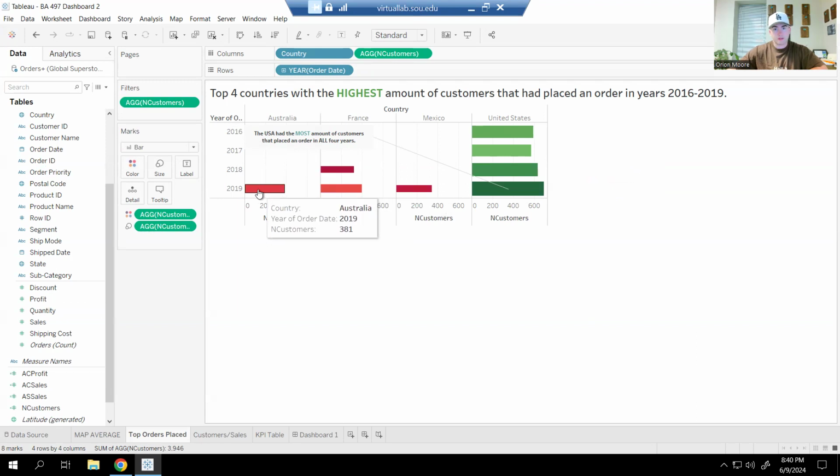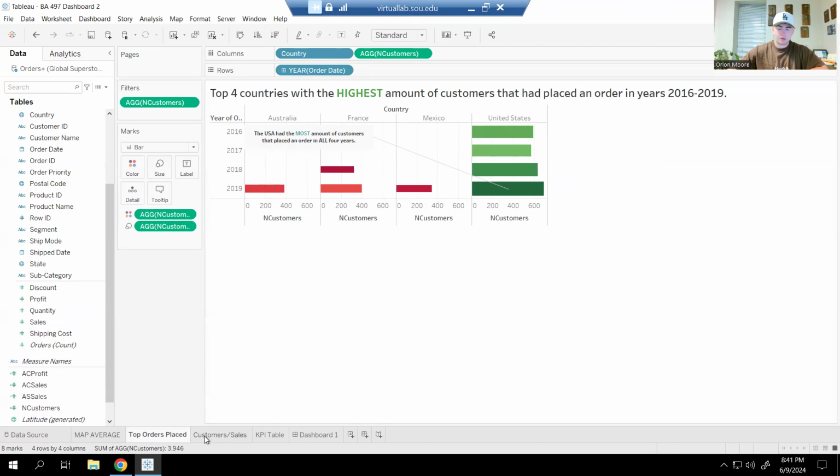Right here, this is where all the top 4 countries actually count on the board. 2019, Australia 381, France 398, Mexico 343, and last of all, United States with 693. Again, I really like being able to hover over each one and being able to see the country and the year, and of course the number of customers. Then right here, my little note: the USA had the most customers that had placed orders in actually all 4 years.